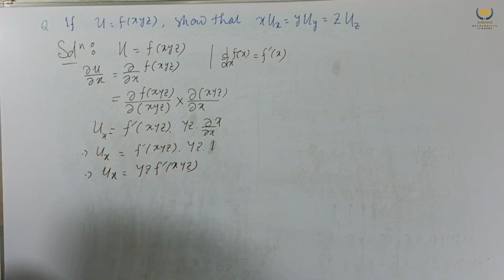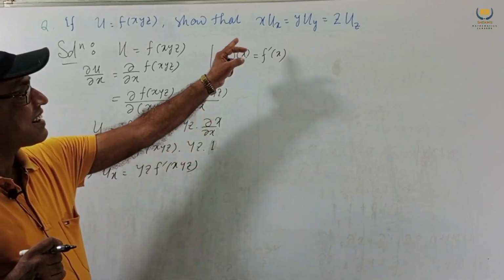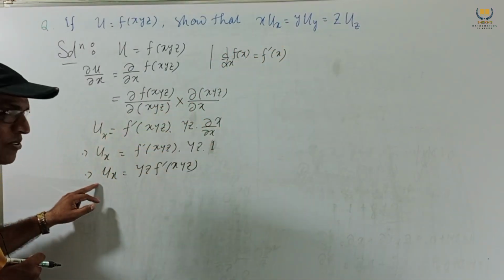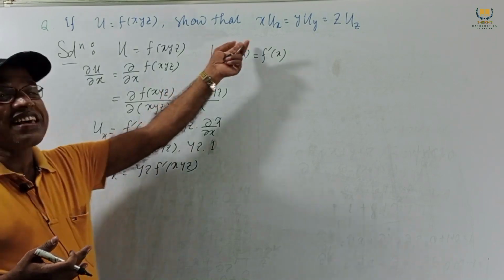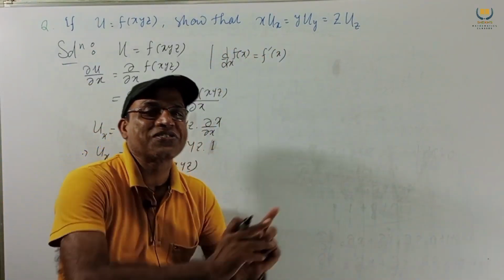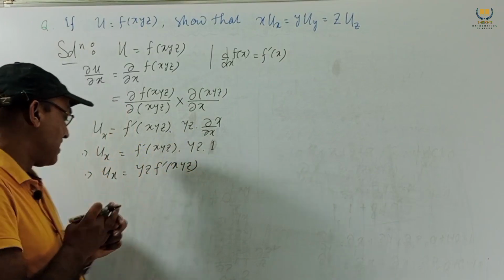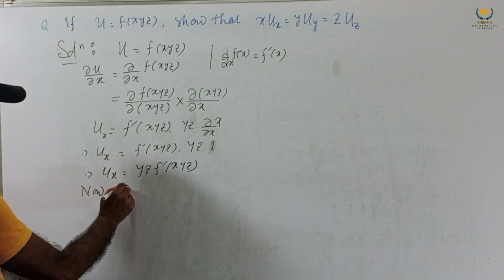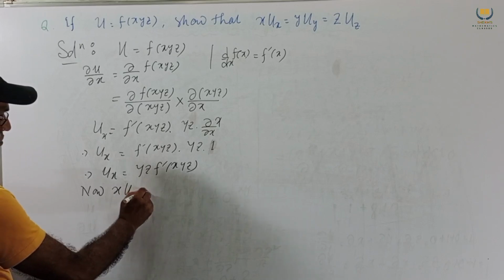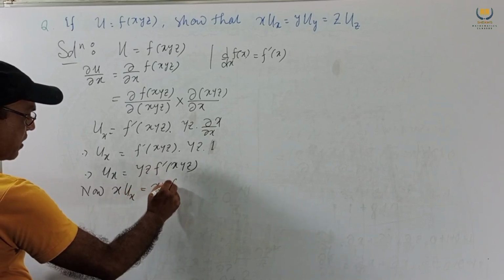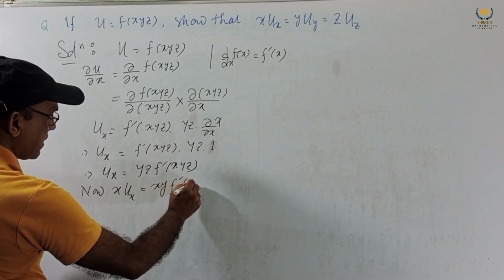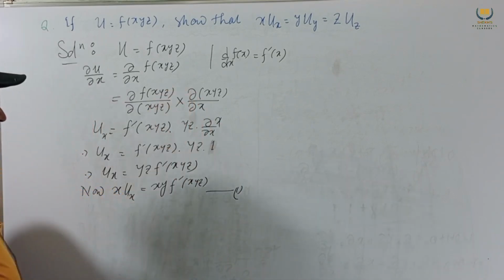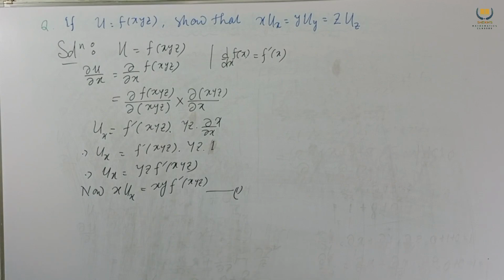We get this one. Now in our answer, x ux is given, so we multiply both sides by x. Now x ux will be xyz f dash xyz. This is number 1 we consider.